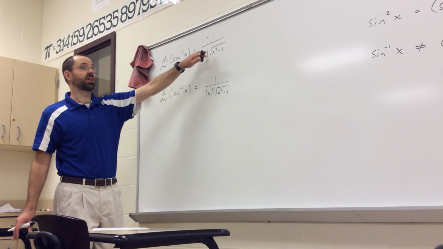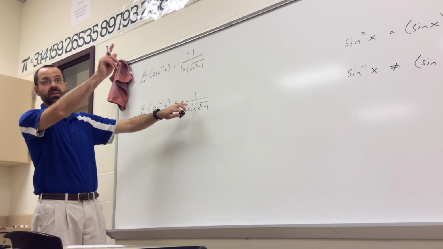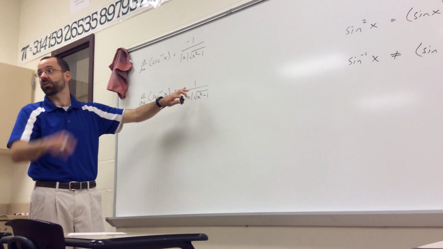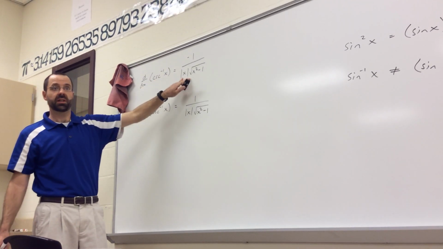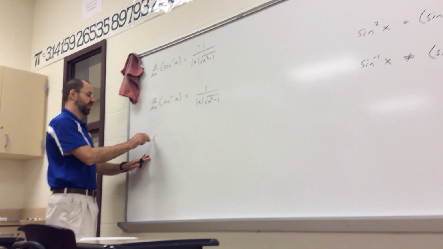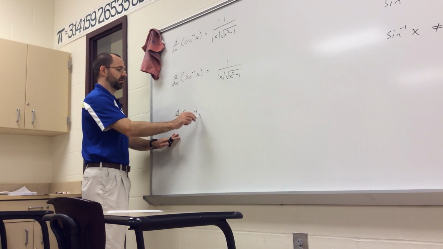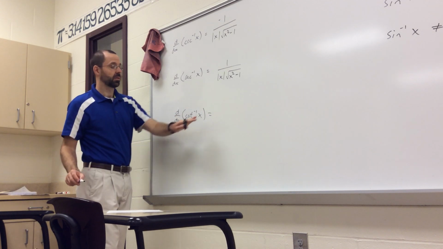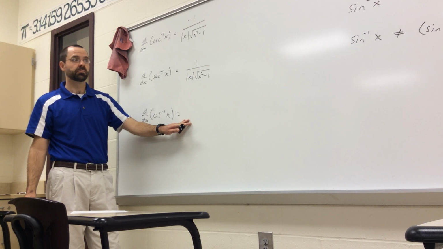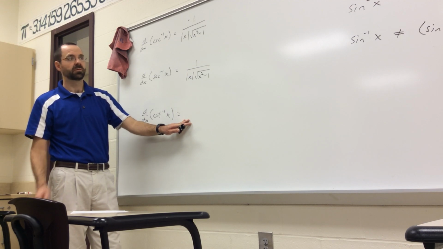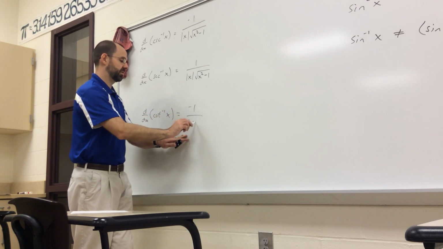So again, notice these are identical except one is negative and one is positive. Just like over there with inverse sine and inverse cosine, those are identical except the co is negative. And these are identical except the co is negative. So if you had to guess for inverse cotangent, what do you think it's going to be? It's the same as tangent except negative. So negative 1 over 1 plus x squared.